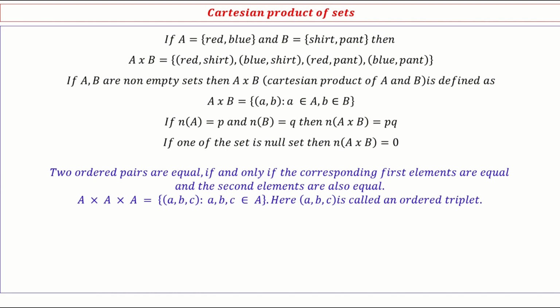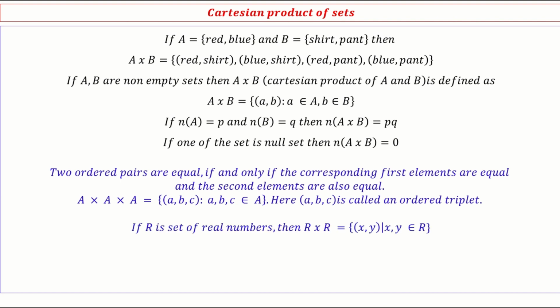If I extend my Cartesian product to 3 sets, then A cross A cross A is equal to (a, b, c), such that a, b, c belong to A. Here (a, b, c) is called an ordered triplet. Not a pair, right? It's a triplet.